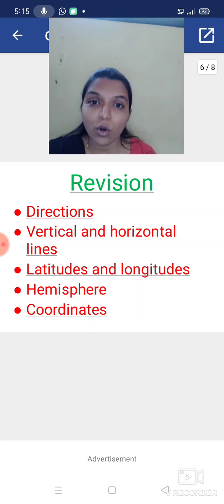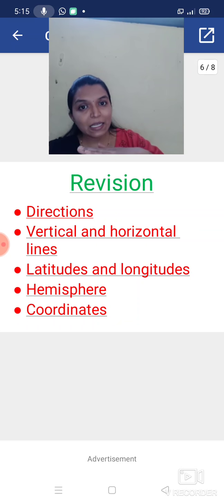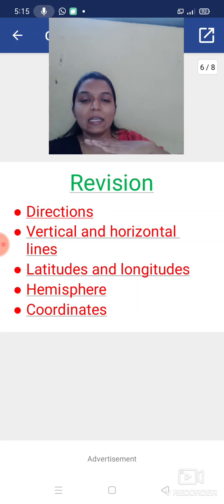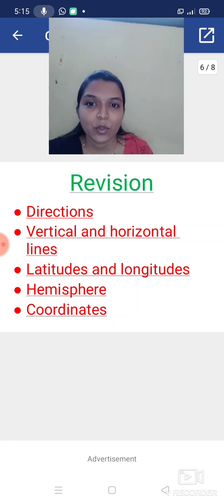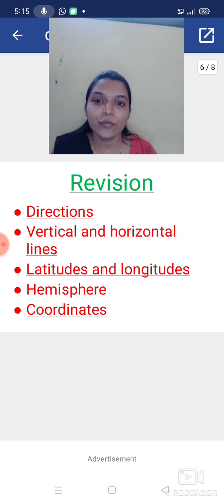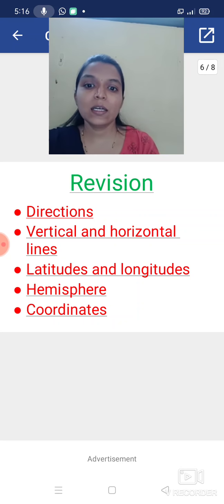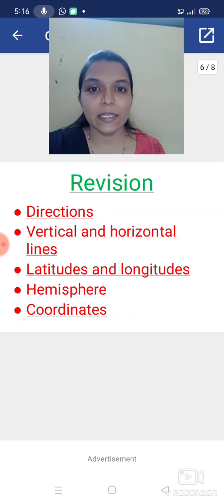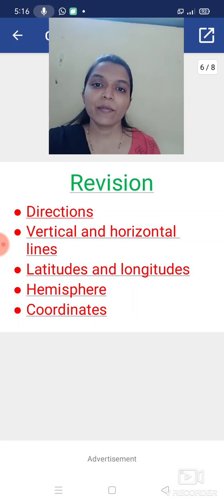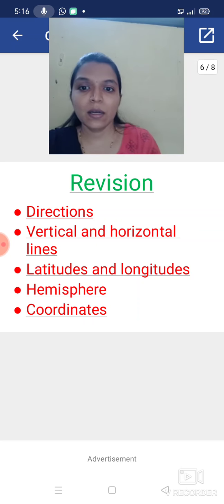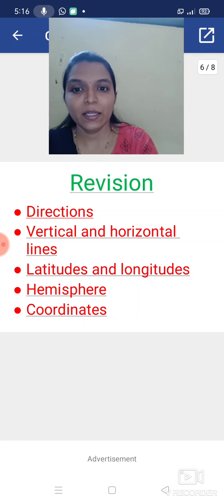And the coordinates: the point where a vertical line and a horizontal line cross one another is called coordinates. Okay, I think all of you are clear on all the points. Today you have to read the lesson till the last point, that is coordinates. Tomorrow we will study the next point. Okay, thank you.